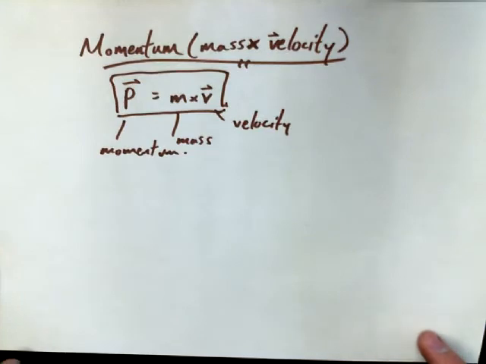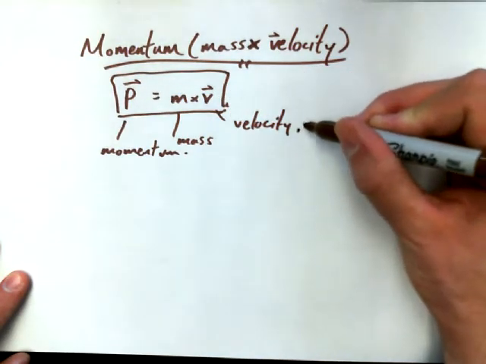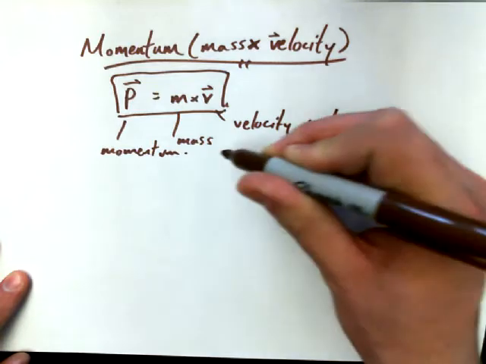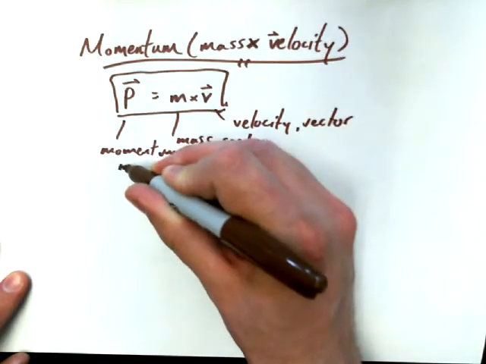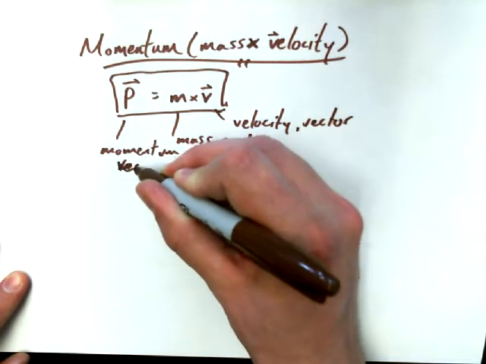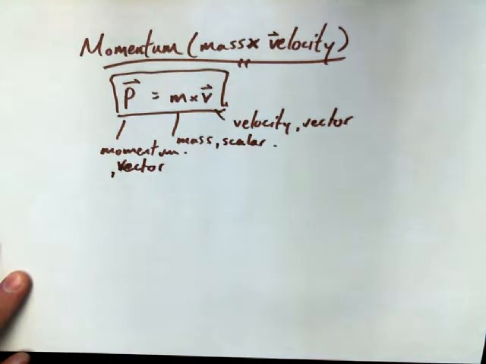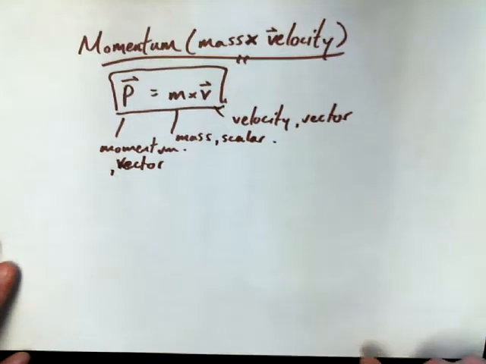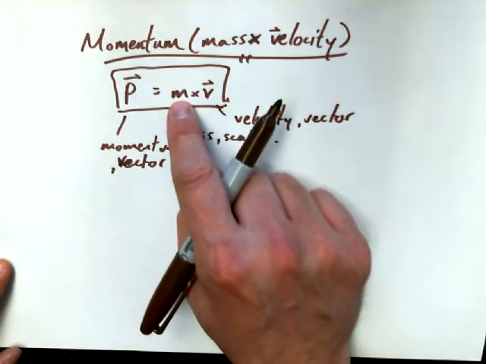And momentum is a vector. Now, if velocity is a vector and mass is a scalar, it does make sense that momentum would be a vector, because if you take, let's say, a force and you multiply it by 5, you just get a bigger force, and it would still be in the same direction that the original force was in. A scalar times a vector will still produce a vector. A scalar times a scalar always produces a scalar.